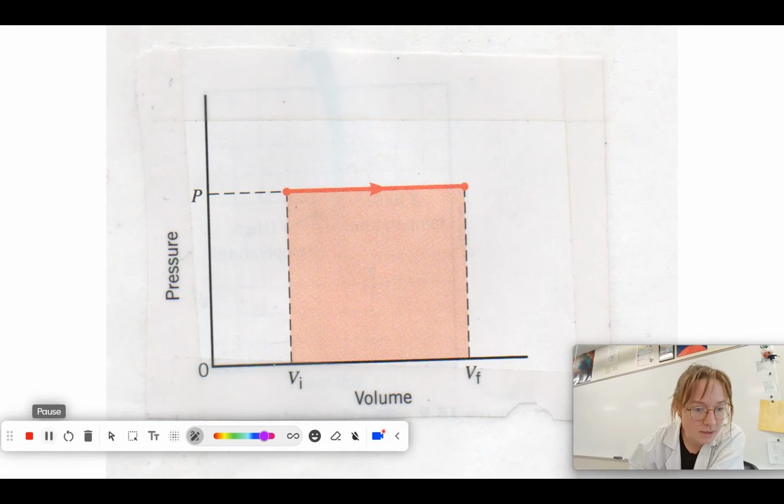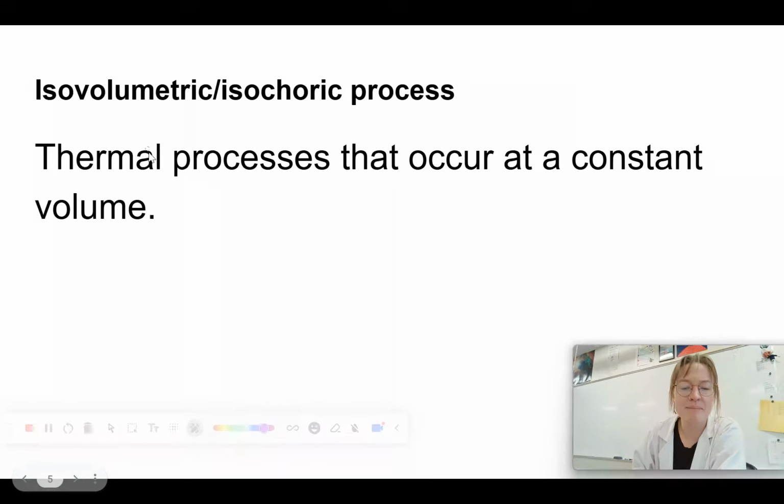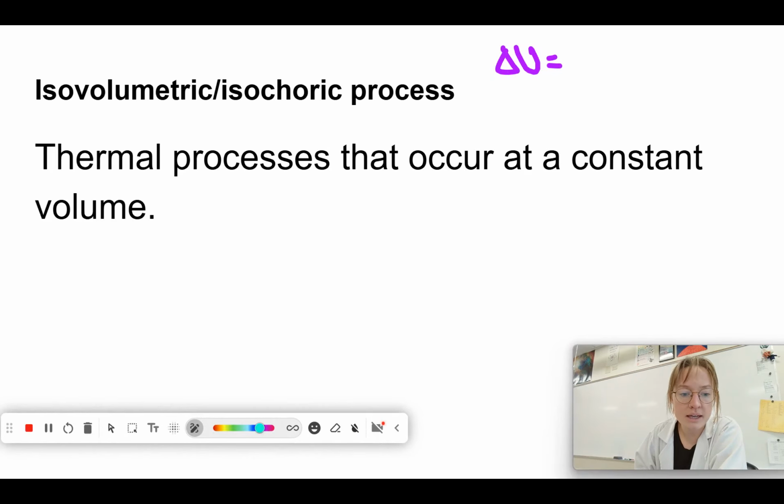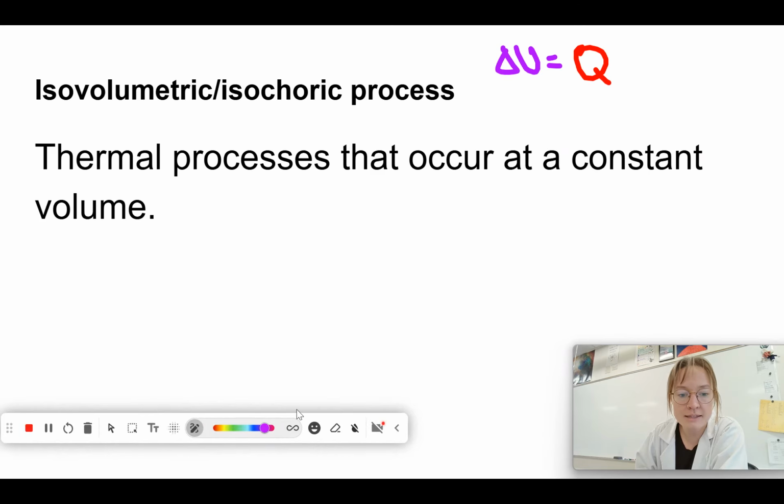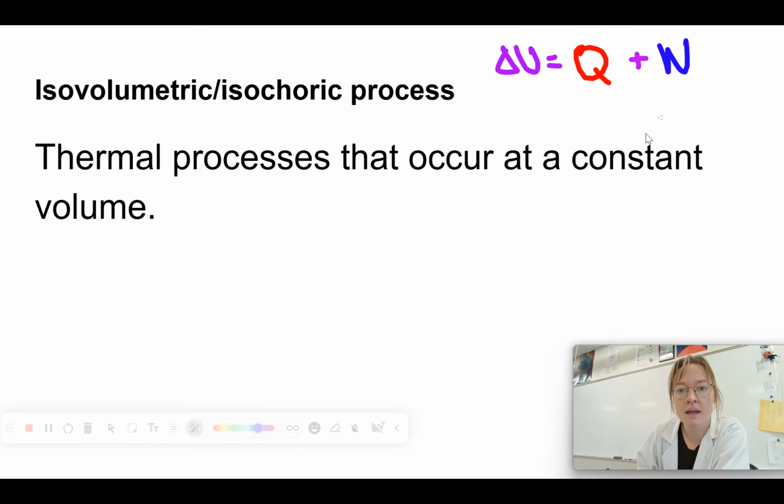Okay, next we have an isovolumetric or an isochoric process. Both of these words mean the same thing. It means a process that is happening at a constant volume. Let's check our formula again. You'll remember delta U is equal to Q plus W. An isovolumetric or an isochoric process is a thermal process that occurs at a constant volume. The volume stays the same.